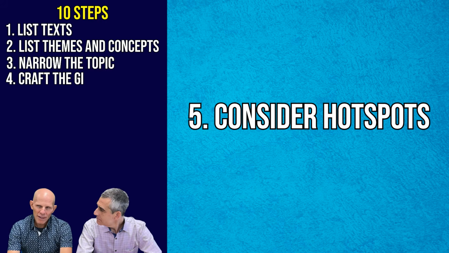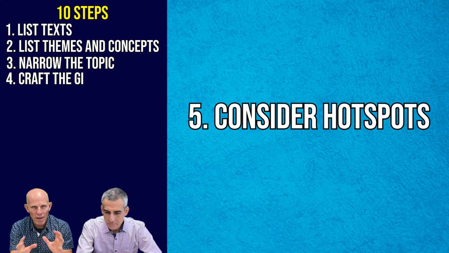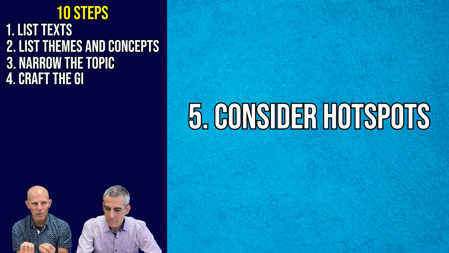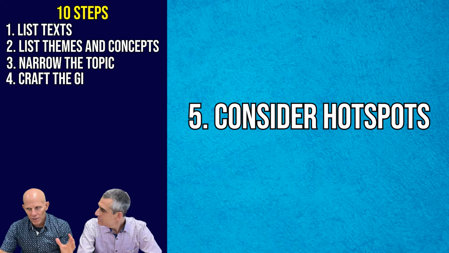Step number 5 is, now that we've selected the global issue, we want to think about the hot spots. The hot spots in a literary work are those key moments that articulate the global issue. We want to identify those and make a list of those so that we're thinking carefully about the entire work.